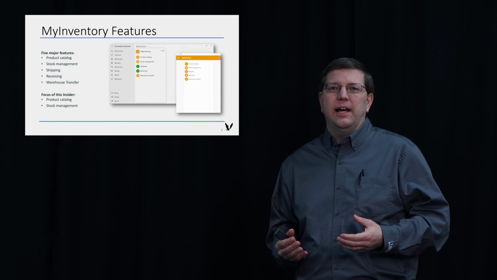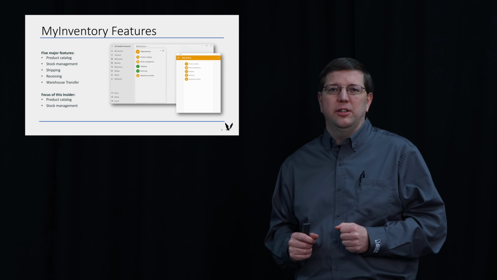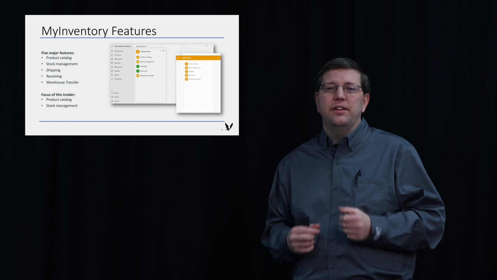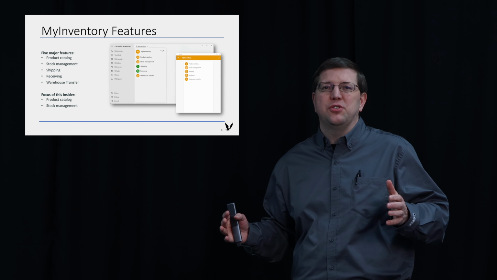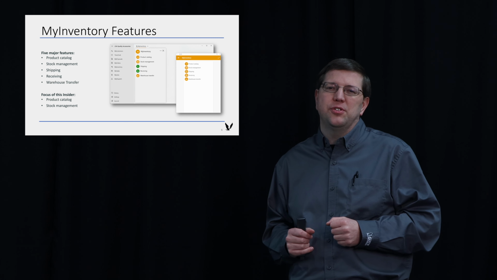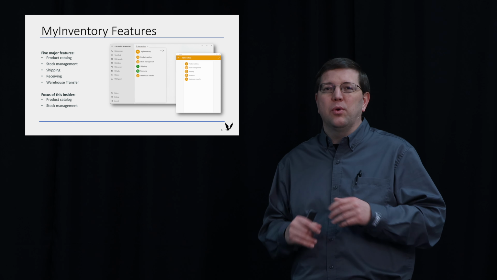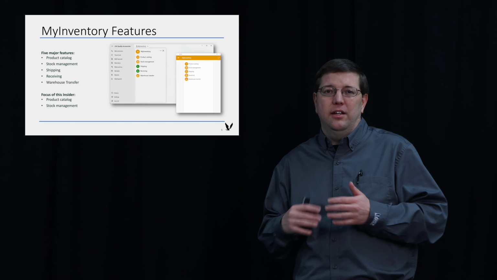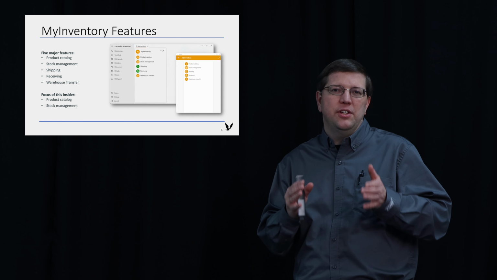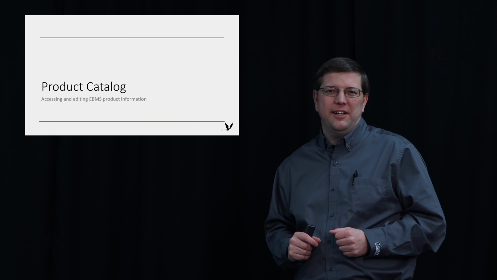The MyInventory app is feature rich. There are many features available here, like the full product catalog. And then there's a bunch of stock management features, shipping, receiving, and warehouse transfer features. In this insider, we're only going to look at the first two. We're going to go through the product catalog and orient there, as well as stock management and some very specialized features available. So let's dive into the product catalog.